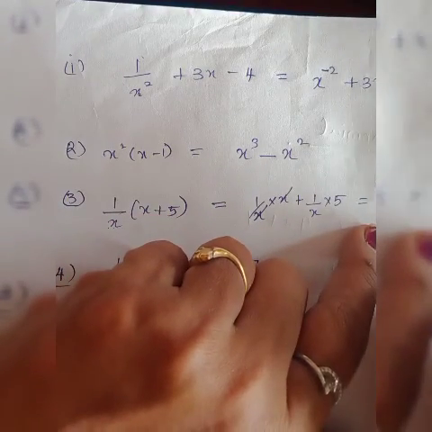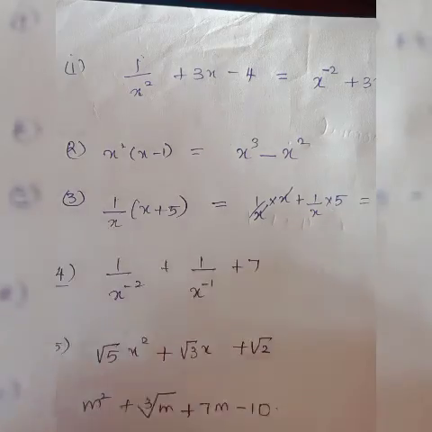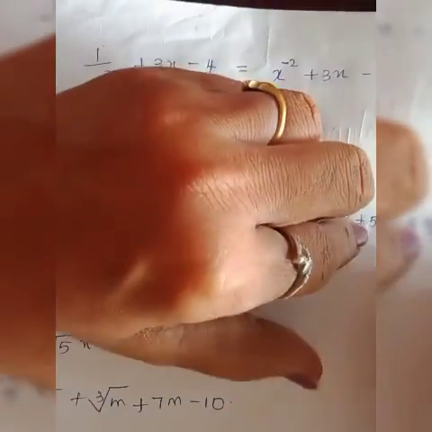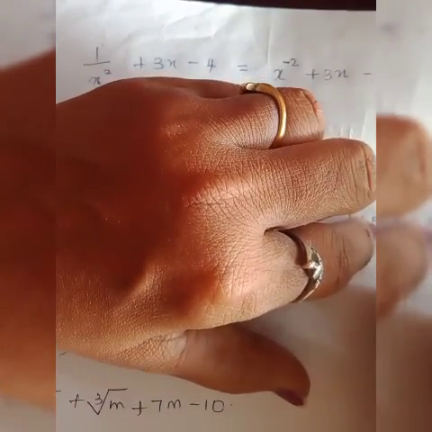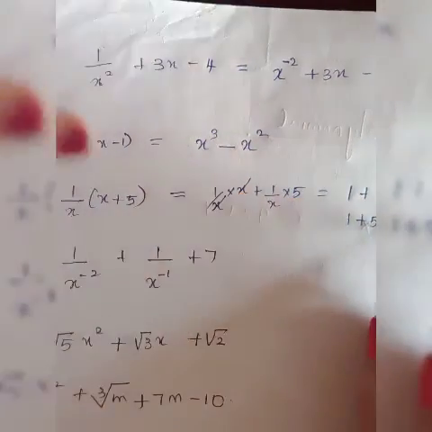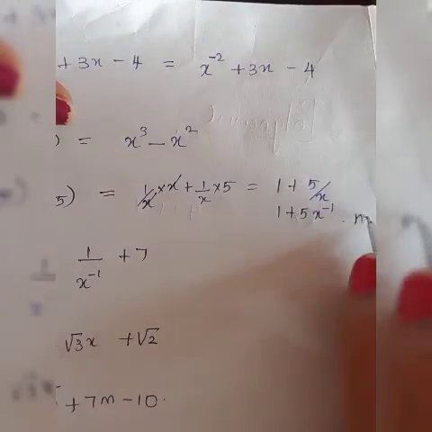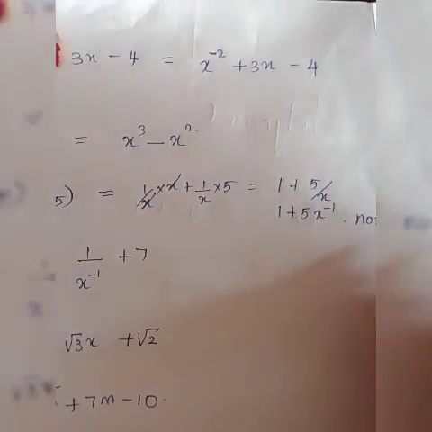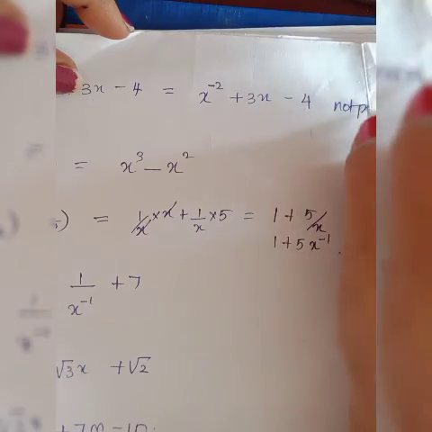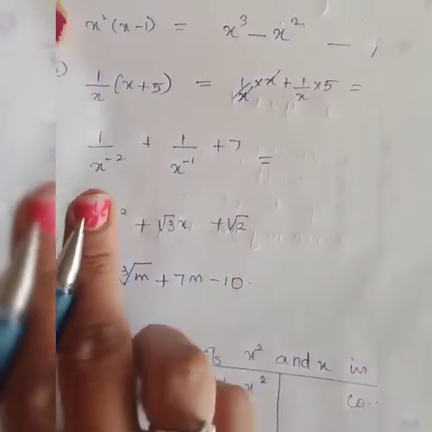Again, whenever the denominator comes to the numerator, its power will be changed by its sign. So again we have a negative exponent. So this is not a polynomial. And this is a polynomial.